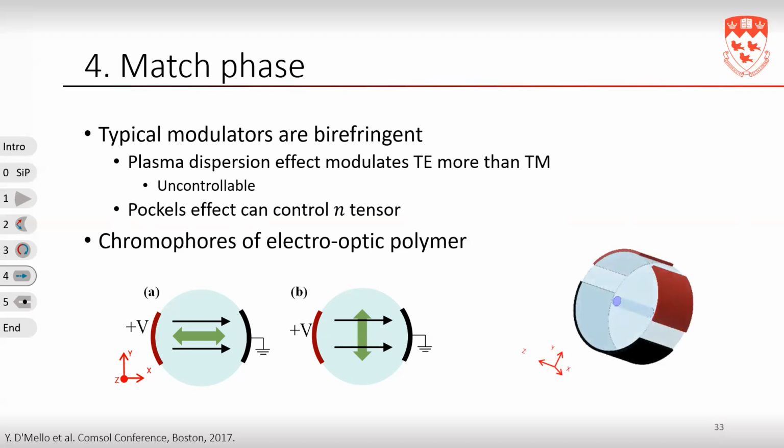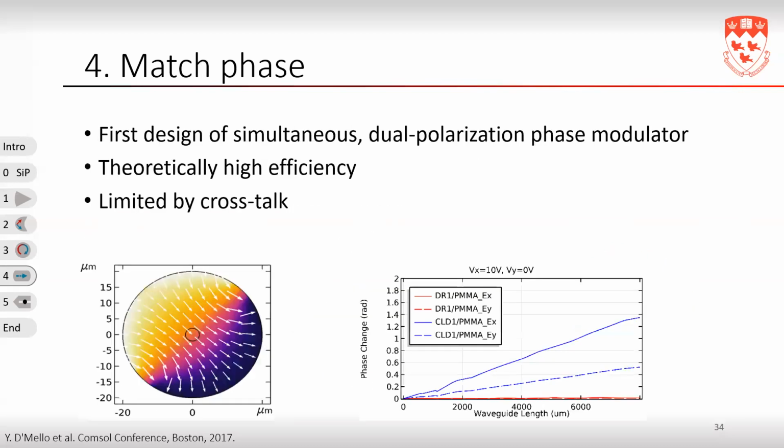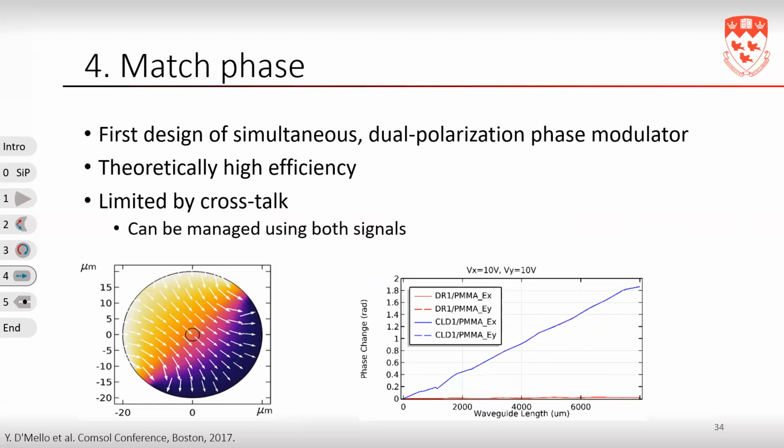Now, by applying a voltage on these 3 electrodes, I showed the first design of a simultaneous dual polarization phase modulator. It offered a theoretically high efficiency due to the Pockels effect, and its main limitation was the crosstalk. So essentially, I can modulate both phases equally, but if I wanted to modulate one phase without the other, then the maximum crosstalk that I incur is about 1/3 of the phase delay. And that's how I manage both signals.